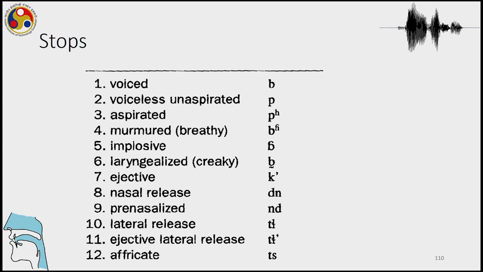the ejectives, which you have already seen, nasal release, so sounds which are released with the nasal, and then pre-nasalized sounds. These are two types of stops where we can have a nasal release and pre-nasalized, and we can have lateral release, we can have ejectives which are laterally released, and then of course there are many types of affricates.